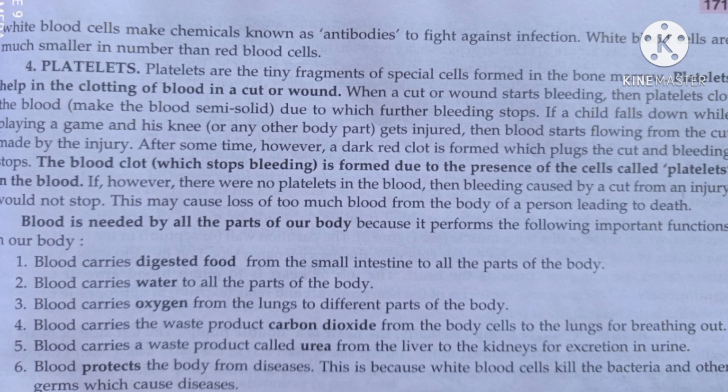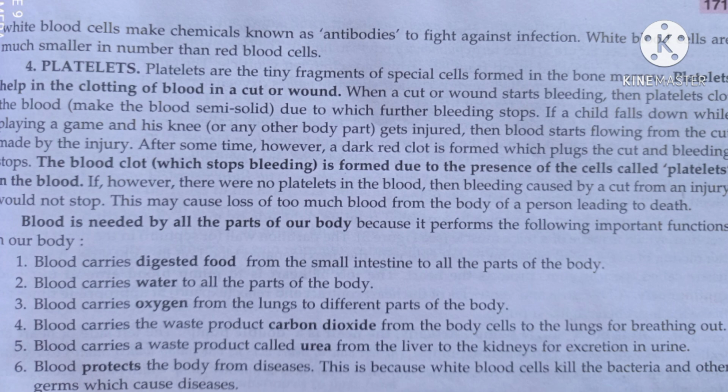waste products, carbon dioxide from the body cells to the lungs for breathing out, and it carries waste products called urea from the liver to the kidneys for excretion in urine. And blood protects the body from diseases. This is because white blood cells kill the bacteria and other germs which cause diseases.